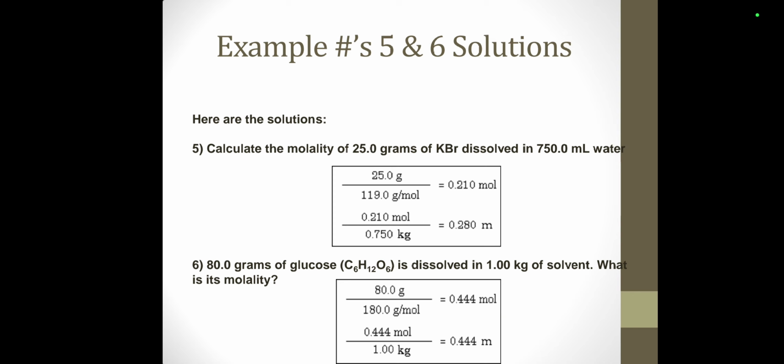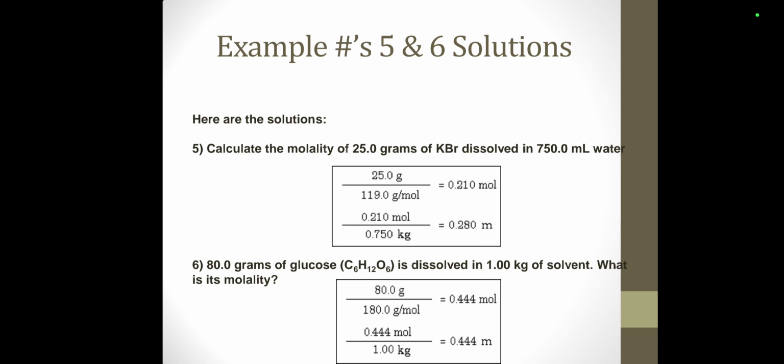So, 25.0 grams, which is given, is divided by the atomic mass of potassium and bromine. The atomic mass of potassium would be 39, while the atomic mass of bromine would be 80. So, 80 plus 39 is equal to 119.0 gram per mole. So, let's divide it. The answer would be 0.210 mole.